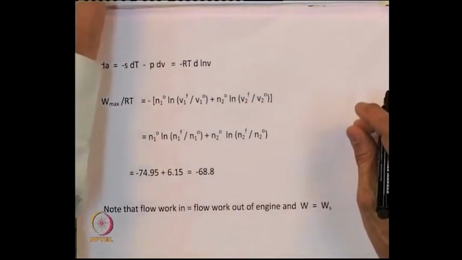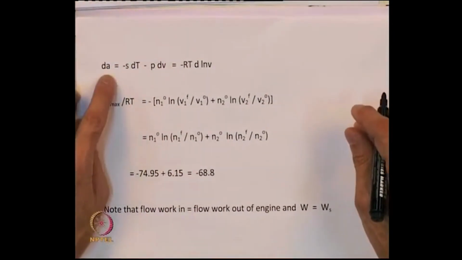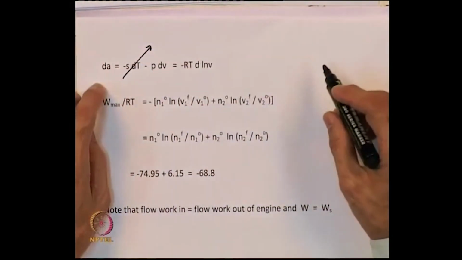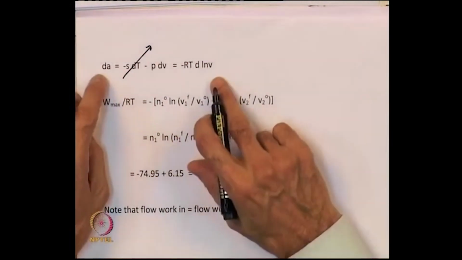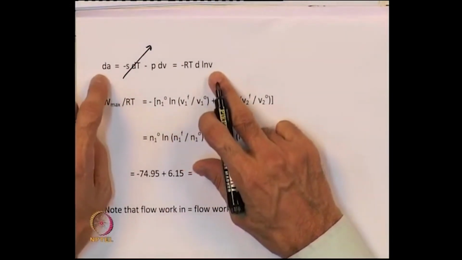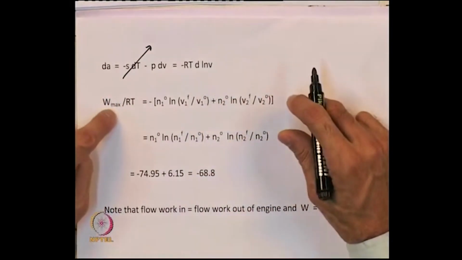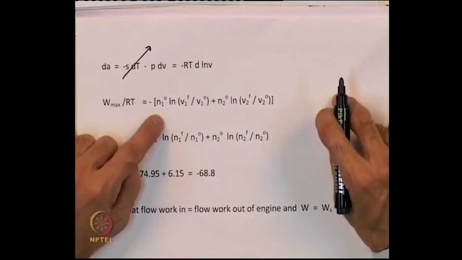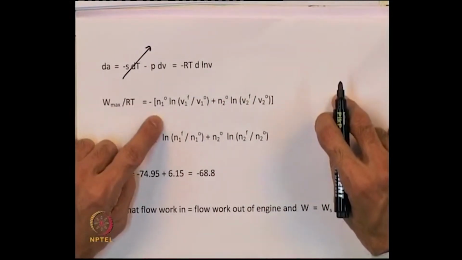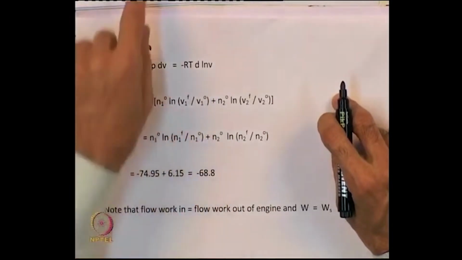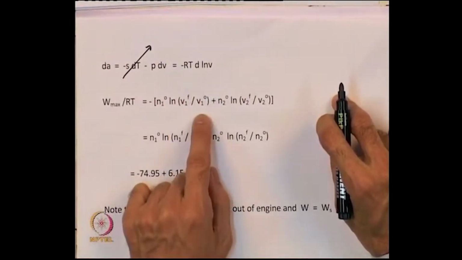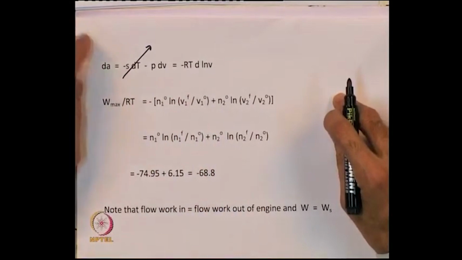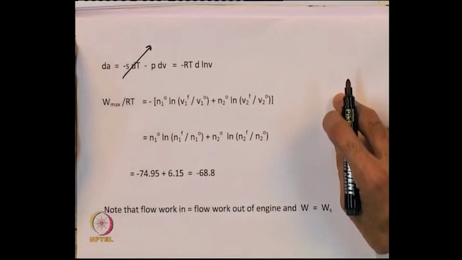So, if you try to calculate A, the change in A is again minus SdT plus PdV, and the SdT will go to 0 because the temperature is constant. So, PdV is RT dlnV for an ideal gas. So, W max by RT is simply the integral of this, which comes to the integral of dlnV, and if you are calculating N10 times the integral of dlnV, which gives you ln of V1f by V10 plus N20 times ln of V2f by V20.